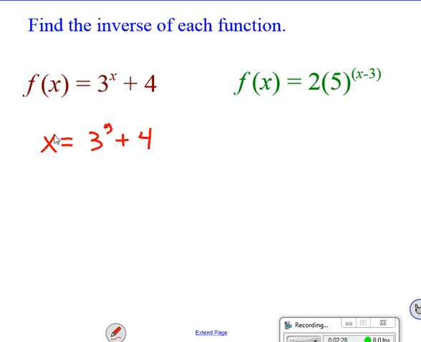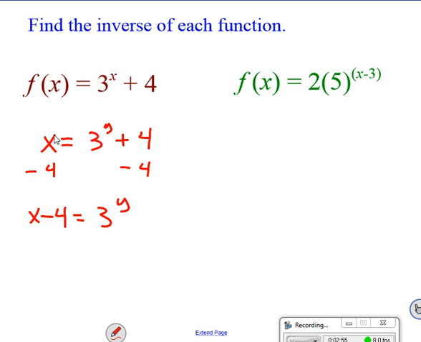So now I need to solve for y. So I'm undoing the things done to y in reverse order. So if I had y, I would raise 3 to the y power, and then I would add 4. The first undo is the last do, which is my add 4. So I'm going to subtract 4. Now here's where we come to the tricky part. How do you undo y being the exponent?